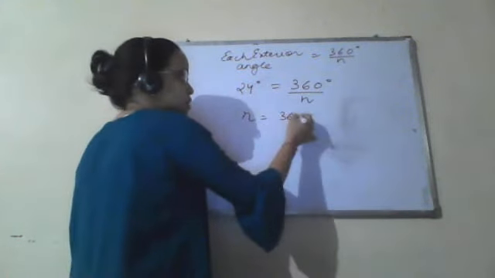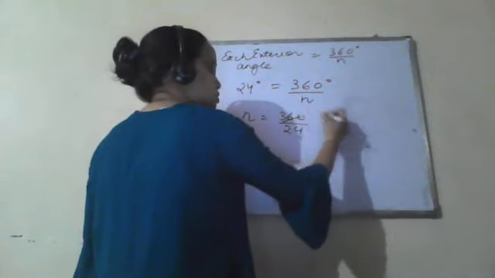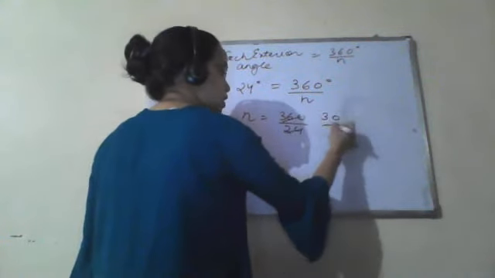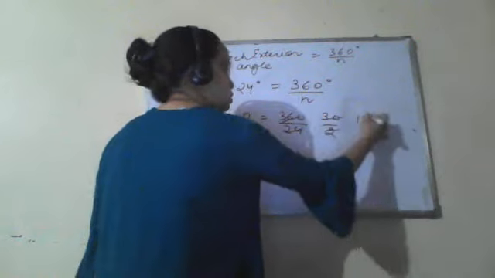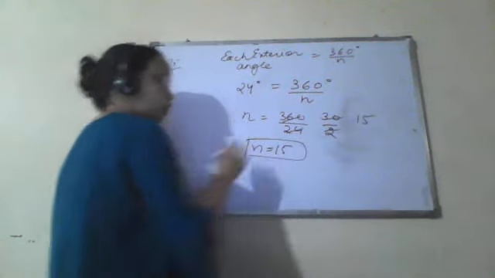This is 360 and this will go down here, and if you reduce, this is 12, 3 is a 0, and n equals 15. So a polygon which has 24 degree as its exterior angle will have 15 sides.